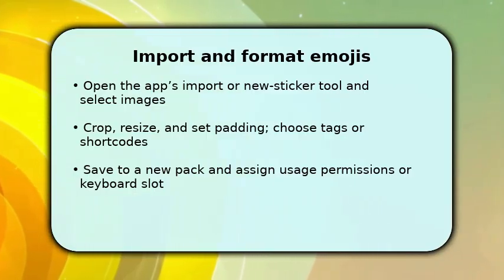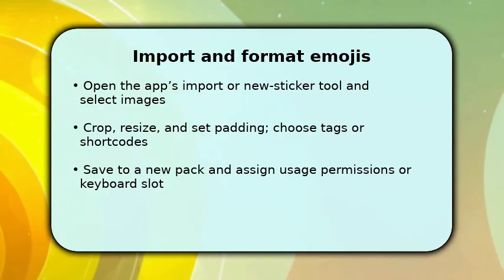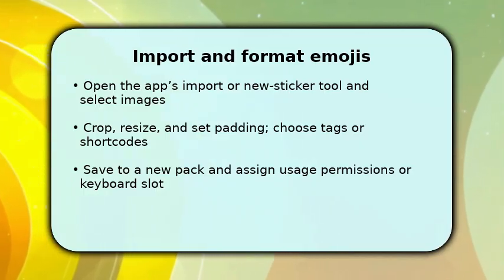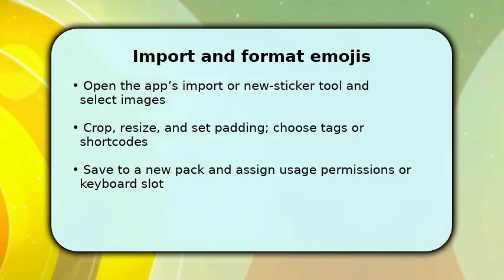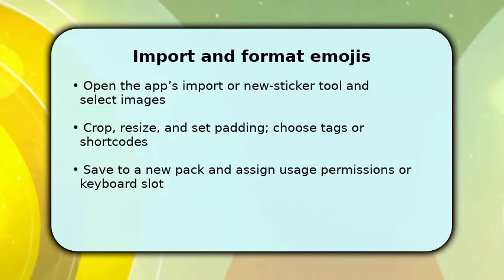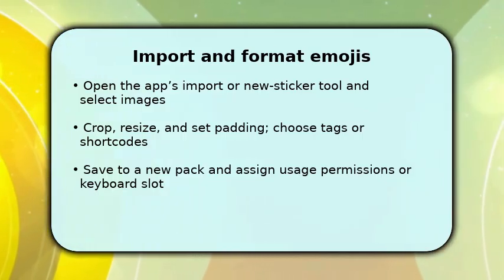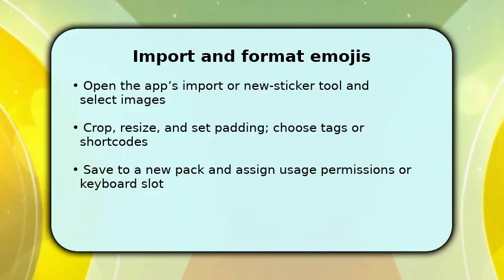Assign shortcodes, keywords, or tags for quick search, and pick categories or a new pack name. Once done, save the pack and follow prompts to publish it to the keyboard, assigning it to a slot or frequently used row so you can access it while typing.